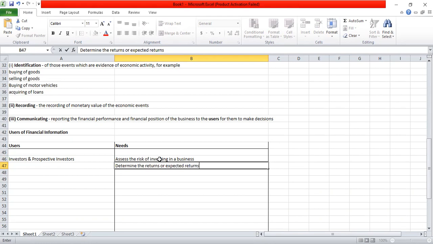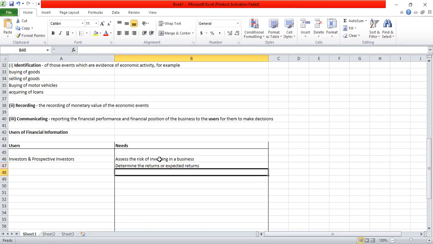Is that right? So they check what are the profits that were made. They look at the liquidity position. Is the business solvent? Is it able to continue operating into the future? What are the chances that the business can fail? That's assessing the risk.